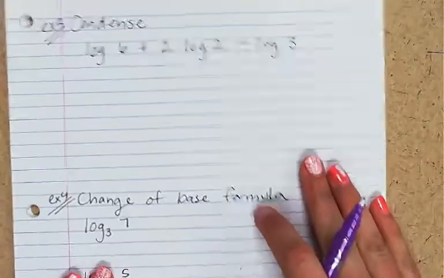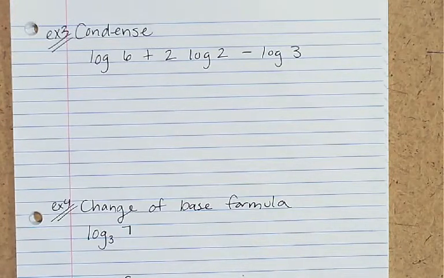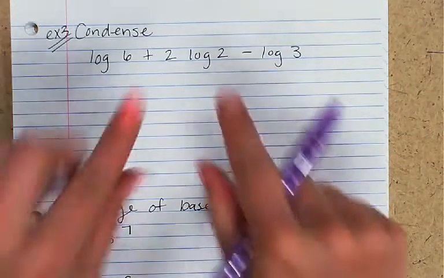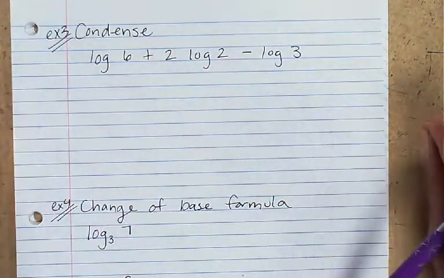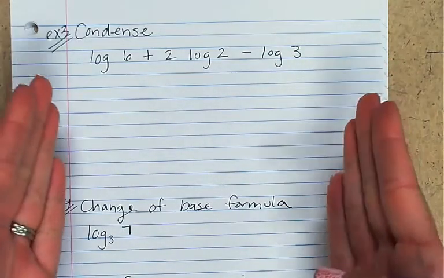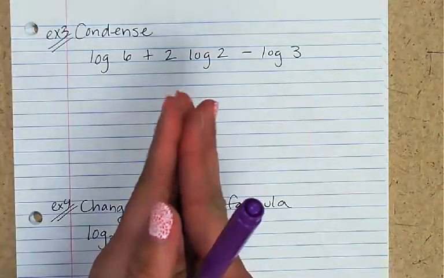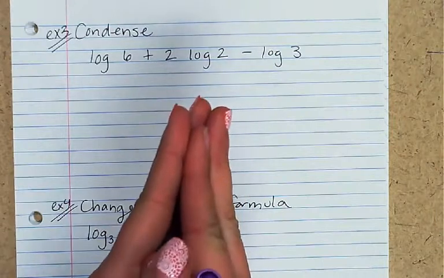Okay, 2 more examples. So on this one, it asks us to condense. So right now, this is spread out as far as it can go. What they want us to do when it asks us to condense is rewrite this with just one log. We're going to shove it all back together.